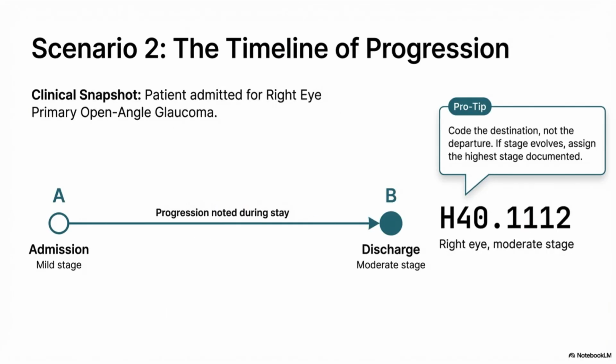Now let's look at disease progression. The patient is admitted with primary open-angle glaucoma in the right eye. At admission, it's documented as mild. But during the stay, the provider documents that the condition has progressed to moderate.